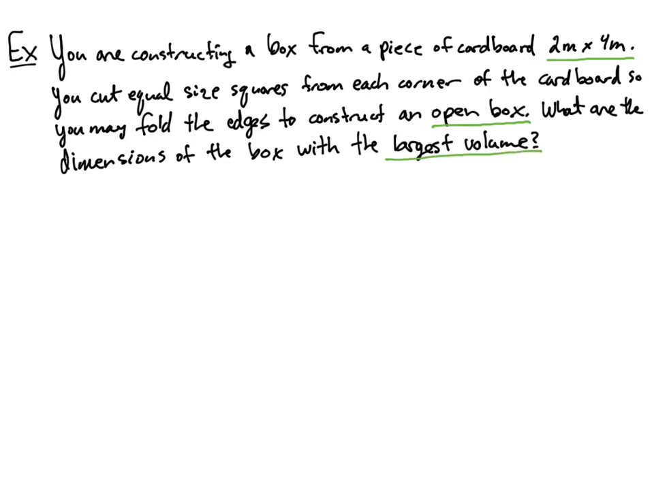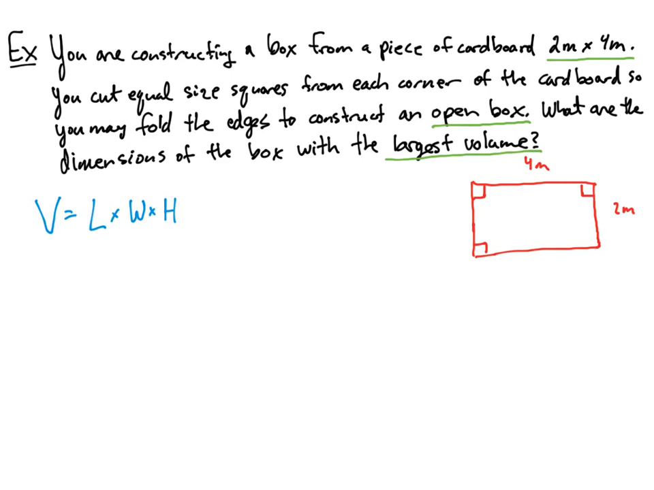Okay, so here we want to maximize the volume of this box. To find the volume of any three-dimensional rectangular object, the volume is going to be the length times the width times the height. And let's draw what we're looking at here. So we have a piece of cardboard that's 4 meters by 2 meters. Now what we're doing is we're cutting out corners here.